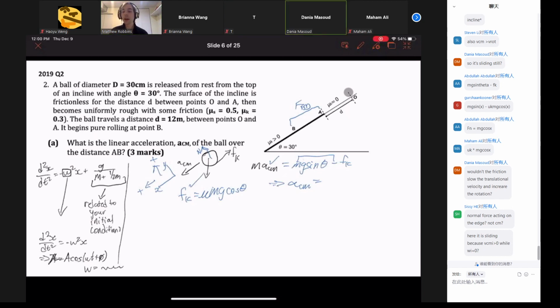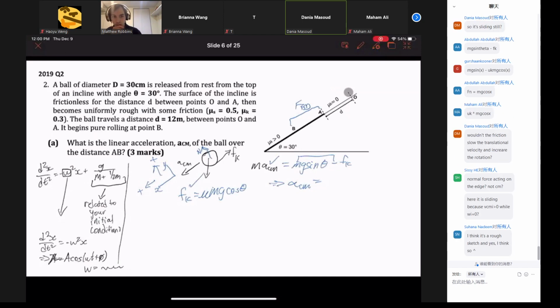Excuse me, professor. What I don't understand is that because it's still not purely rolling, then the friction should slow down the translational motion and increase the rotational motion.